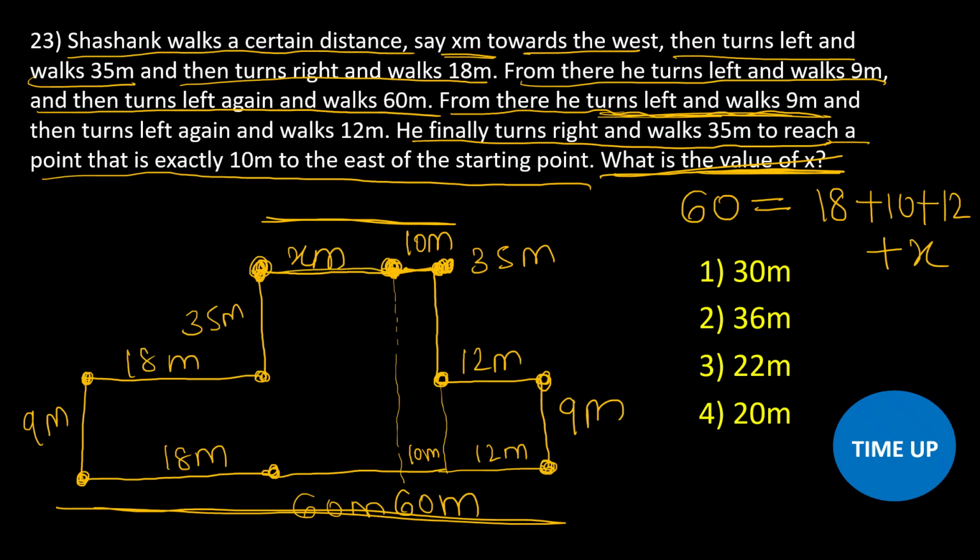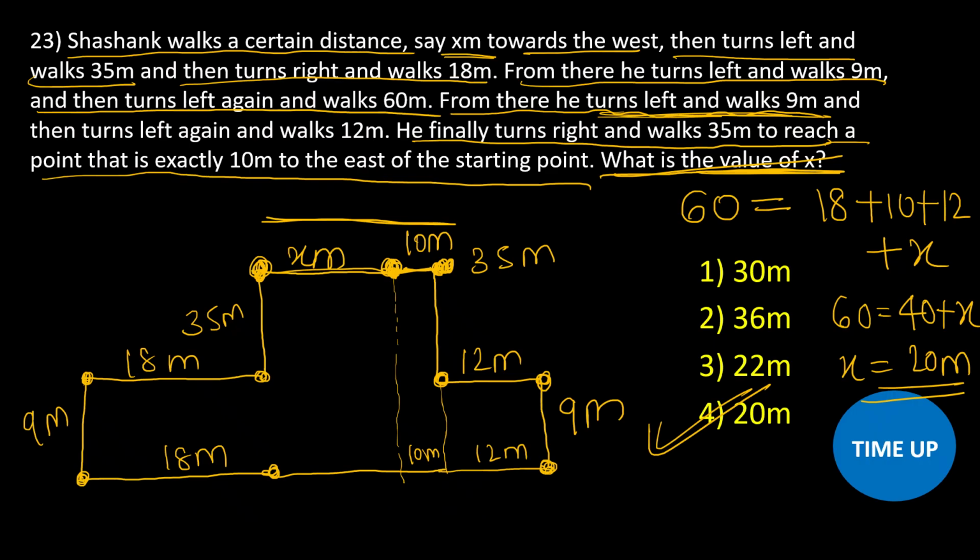So what will happen? 60 is equal to 40 plus x. X will be equal to 20 meter. So the answer is 20 meter. I hope you understood this. This whole thing is 60, right? This whole thing is what?